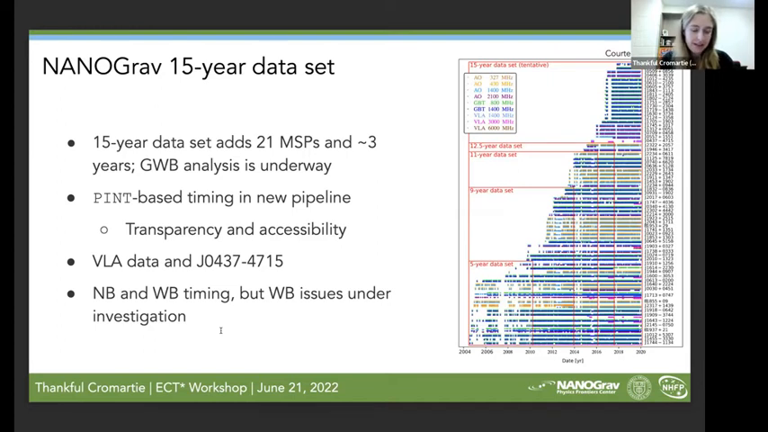The 15-year data set also includes Very Large Array data for the first time. So this is higher frequency. And that lets us also have J0437, which is a target of interest for NICER as well. So that's a really fantastic addition to the data set. The next data set that we work on will include CHIME data, which we saw from the Fonseca et al. result last year, that integrating that daily cadence data can create notable improvements in our ability to constrain certain parameters. So CHIME data will be in the next one. That's the plan.